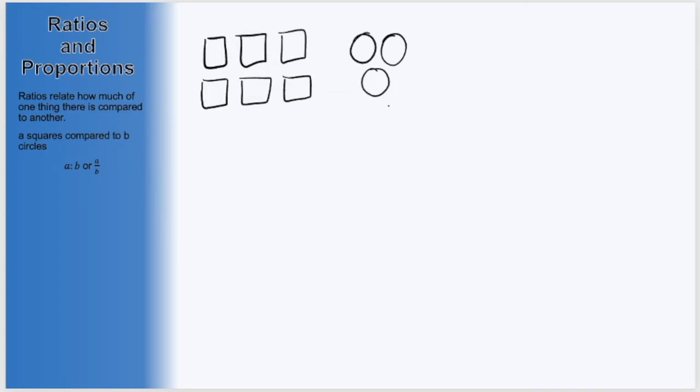If we want to make a ratio of the number of squares to the number of circles, there are two ways we can write it. First, let's go ahead and note we have 6 squares and 3 circles. So the numbers 6 and 3 represent how much of each shape there are.